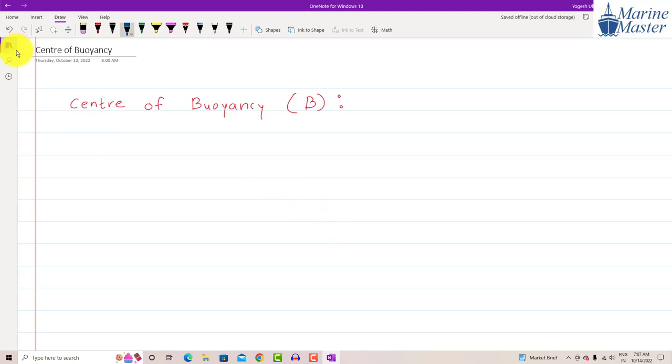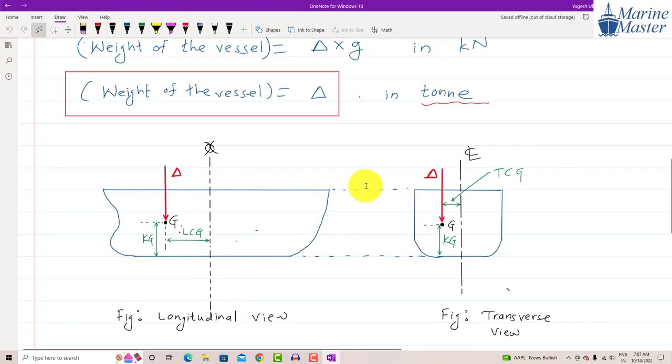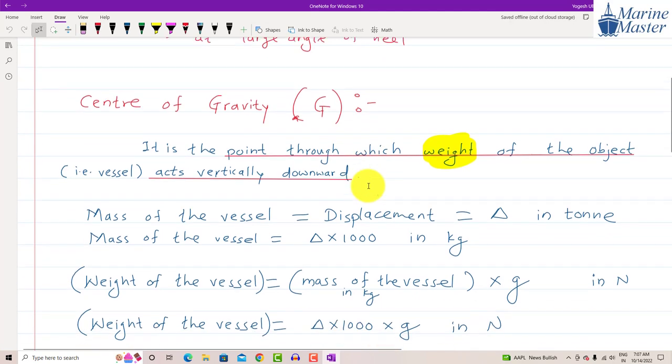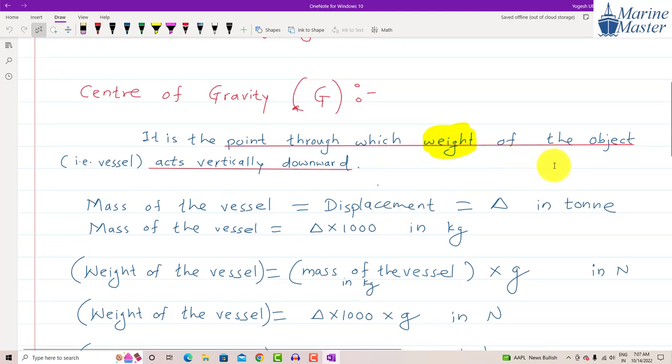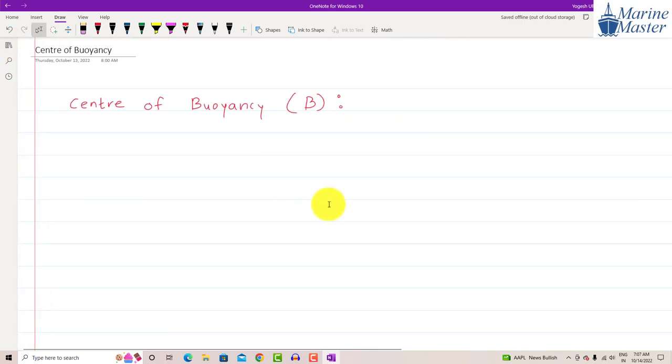See, what is meant by center of gravity? It is the point through which the weight of the object acts vertically downward. So, through the center of gravity, weight is going to act vertically downward. But through the center of buoyancy, the point that we are studying, buoyancy force acts vertically upward.